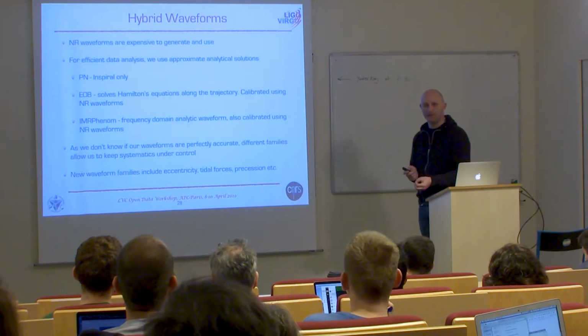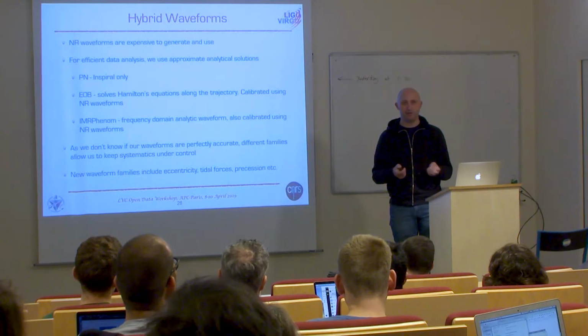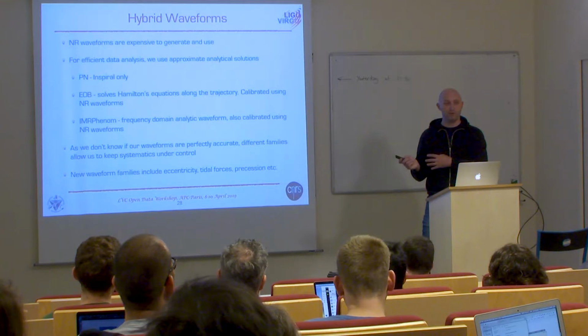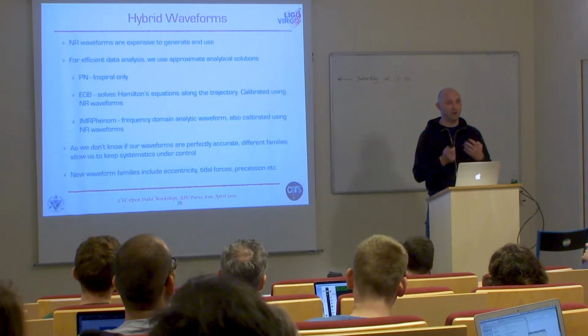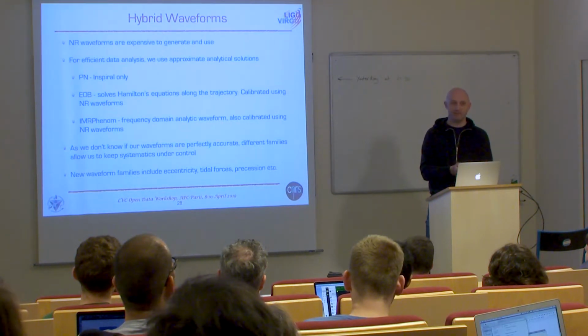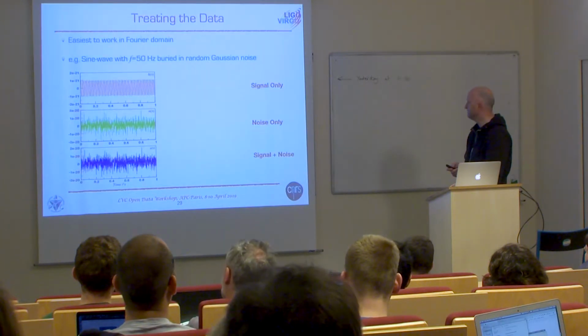The reason we need many families is that, first of all, we don't know if general relativity is the correct model of gravity. Because we're using approximated waveforms, we also don't know how good our waveforms actually are. So having different families of waveforms allows us to control the waveform systematics and gives us confidence in our analysis.